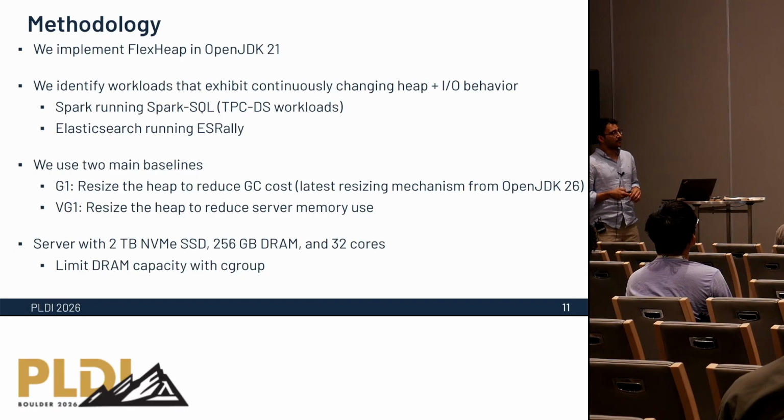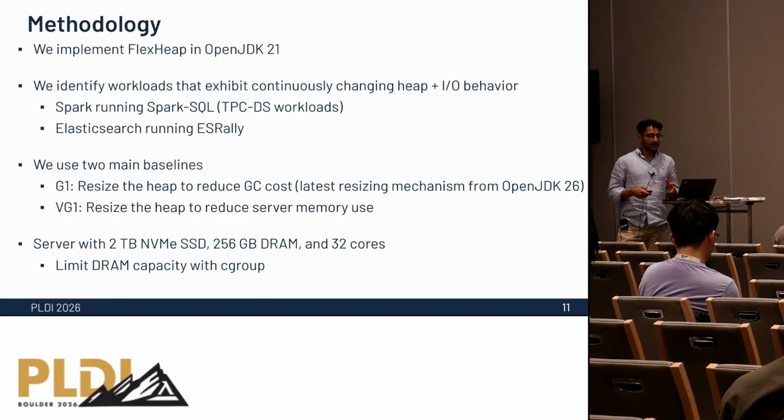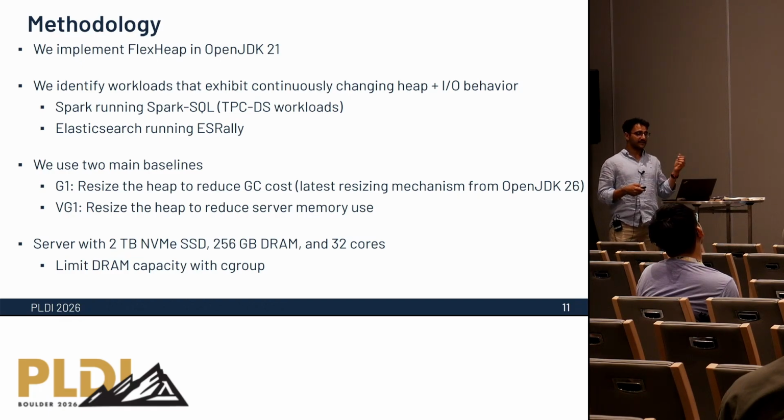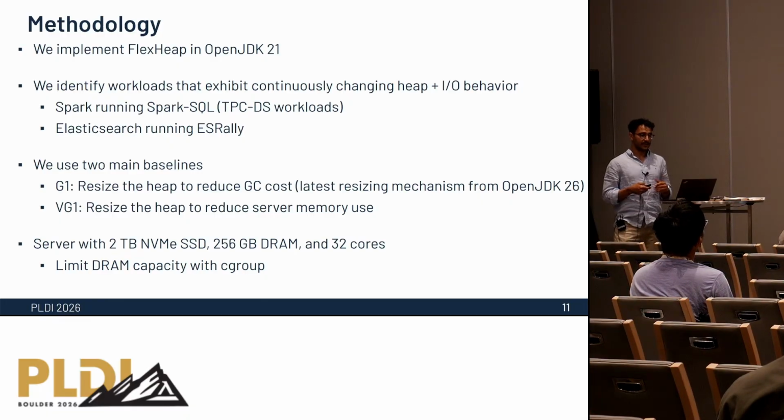Now let's move on to the evaluation. We implement FlexHeap in OpenJDK 21, and we identify workloads that exhibit continuously changing heap and I/O behavior. We run Spark with Spark SQL using TPC-DS workloads, and Elasticsearch using ES-Rally. We use 2 main baselines: G1, which resizes the heap to reduce the GC cost, using the latest version of the resizing mechanism of G1 from OpenJDK 26, and VG1, which resizes the heap to reduce the memory usage.